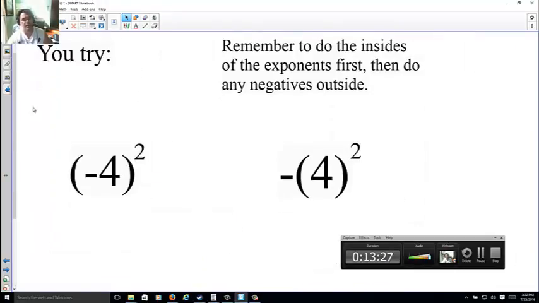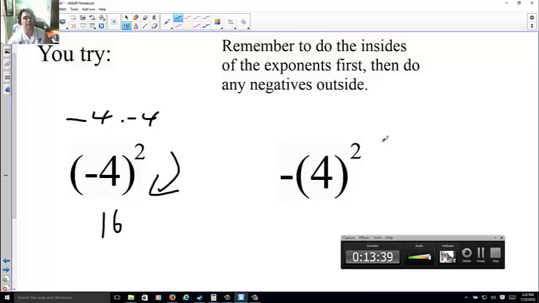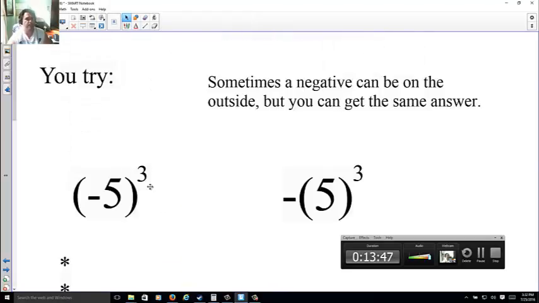You try. Go ahead. Tell me what this is going to be, and tell me what this is going to be. Go ahead. I hope you know that this one was +16, because this makes -4 times -4. 2 negatives multiplied make a positive. But here, you take 4 times 4 makes 16. The negative waited to later attach itself and becomes -16. I hope you got that.